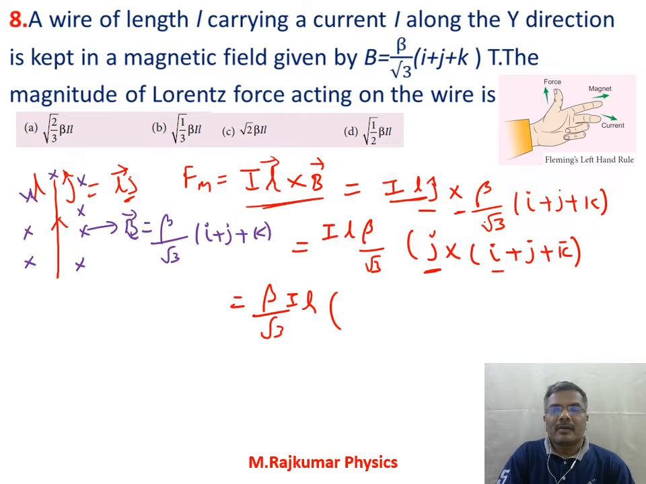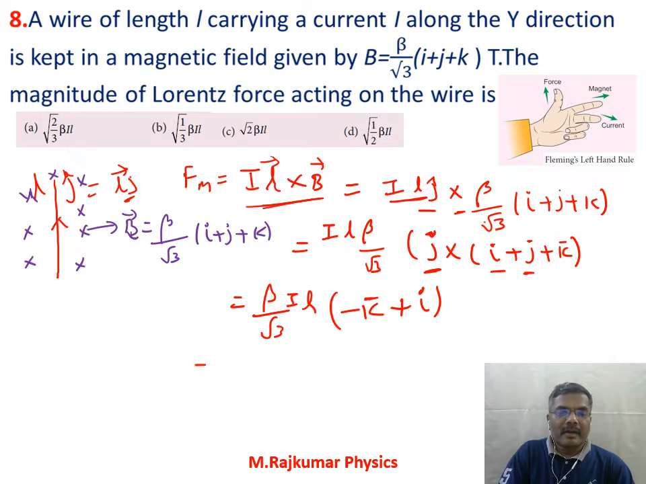So j cross i, you know it is minus k, because it is in the opposite direction. If I take the cross product between j and i, it is minus k. And if I take the cross product between j and j, it will be 0, because the angle between j vector and j vector is 0, theta will be 0, so sin 0 will be 0, so j cross j will be 0. Then j cross k will be i, because in the cyclic form i j k, it is plus i only.